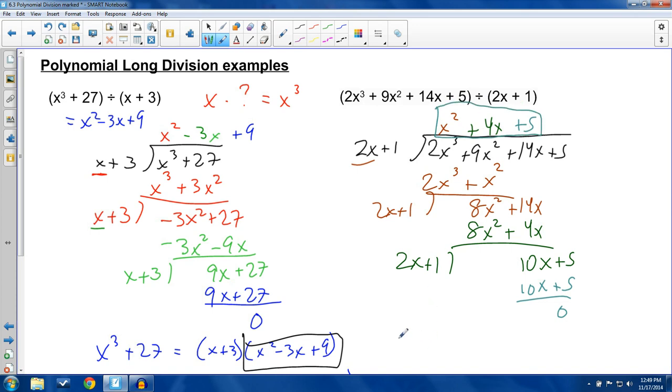And again, if you wanted to write it in factored form, this whole guy, 2x cubed plus 9x squared plus 14x plus 5, equals 2x plus 1 times x squared plus 4x plus 5. If that's a part of what you're doing.